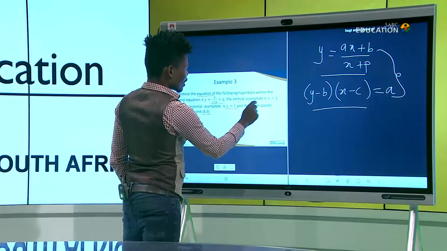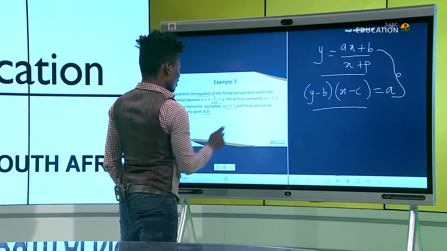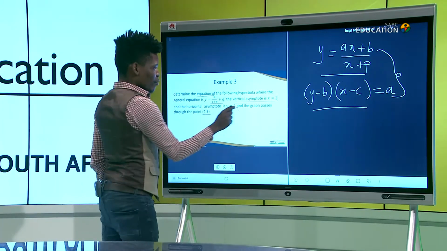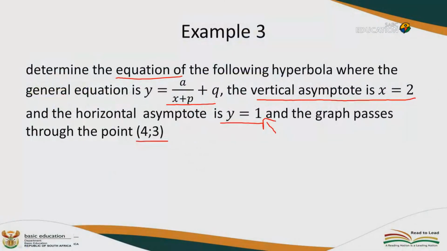Also, we are given the vertical asymptote x equal to -2, so we can use this fact to determine what the value of P is. So be very careful. P is not equal to -2 in this case. Remember, the vertical asymptote is given as x equal -P. All right, so that is very, very important, something that you need to remember.